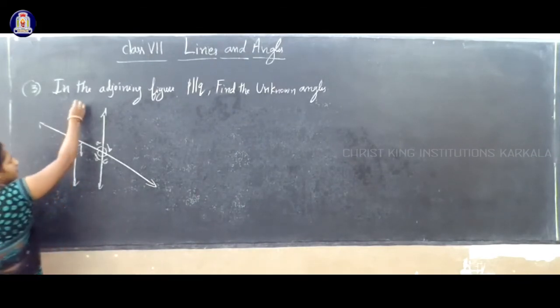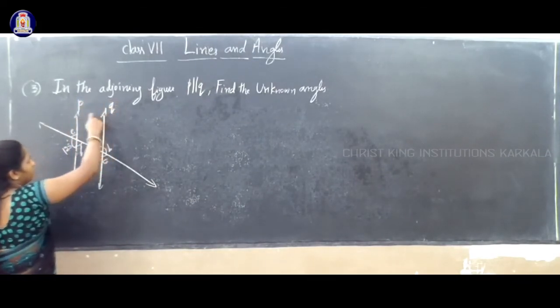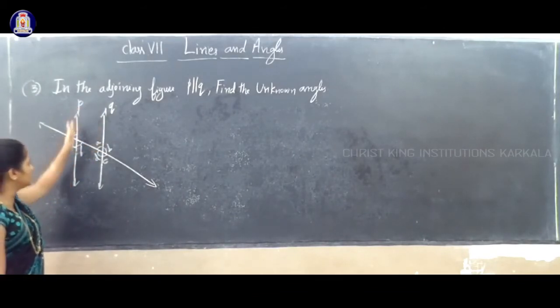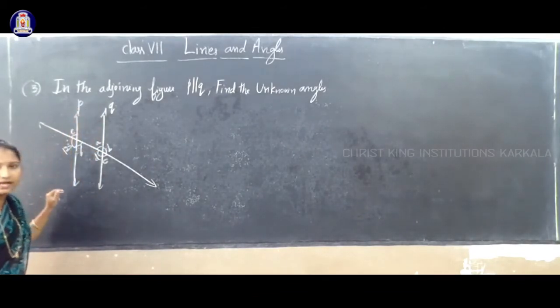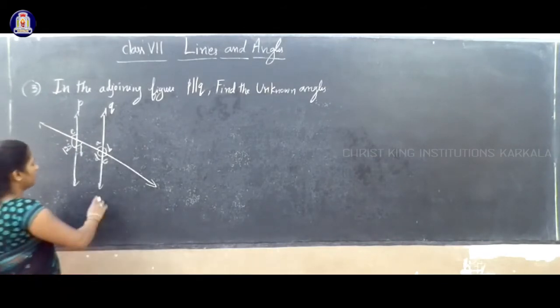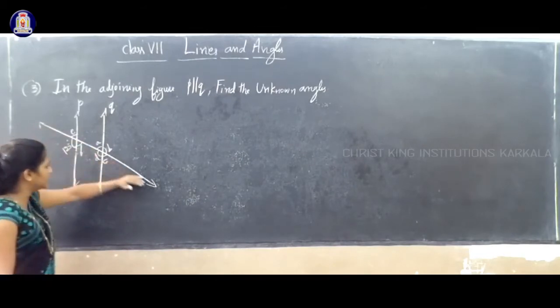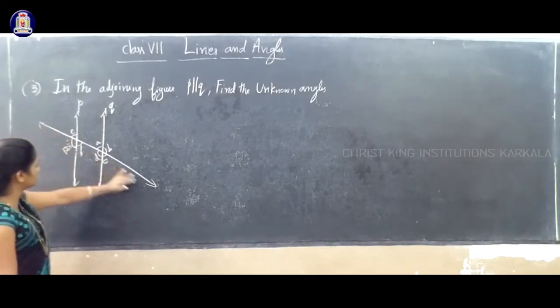So if this is P and this is the line, P is parallel to Q. These two lines are parallel lines. Clear? So now P and Q are parallel and this line is a transversal. Clear? So this is a transversal.